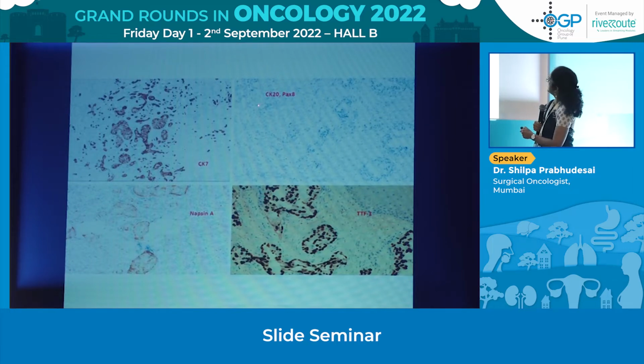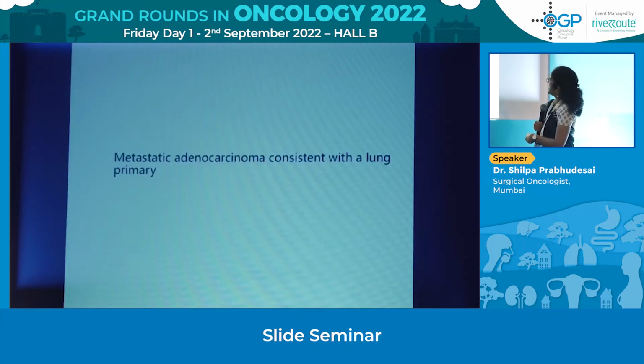This is CK7. Because they said renal, we did a PAX8, which was negative. CK20 was negative. Because there were lesions in the lung, we did TTF1 and napsin, both of which were positive. And this was a metastatic adenocarcinoma consistent with a lung primary. This is just to tell you about unusual metastatic sites, which one must always bear in mind, like that FDC sarcoma, you know, you don't usually see it in a bone, etc.